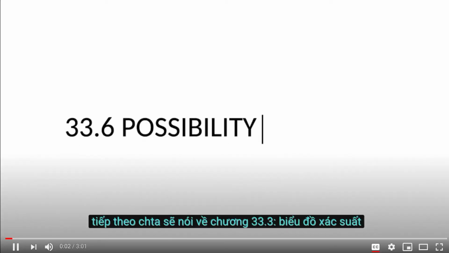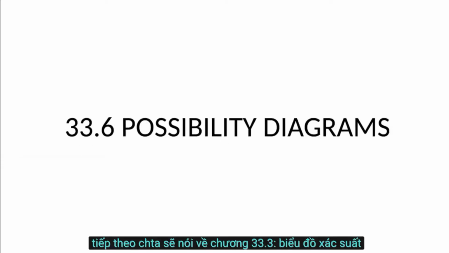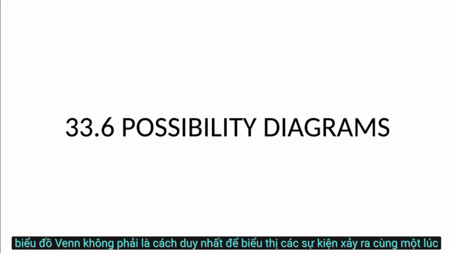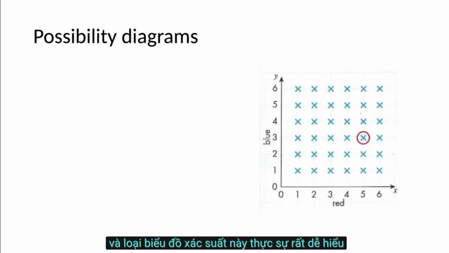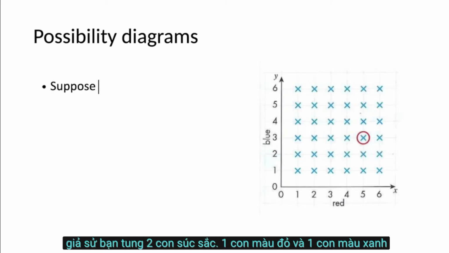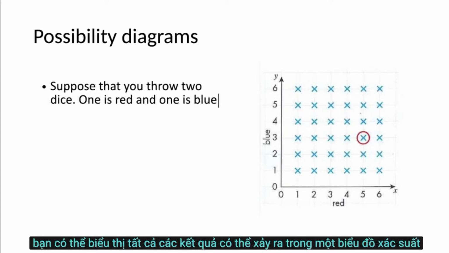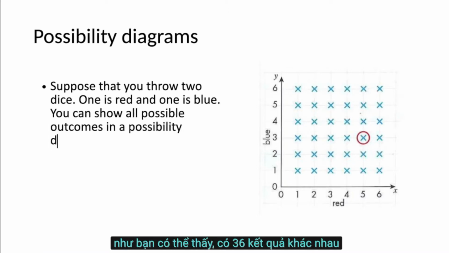Next, we will discuss Chapter 33.6, Possibility Diagrams. Venn diagrams are not the only way to show events happening at the same time, and these possibility diagrams are actually really easy to understand. Suppose that you throw two dice, one is red and one is blue. You can show all possible outcomes in a possibility diagram.